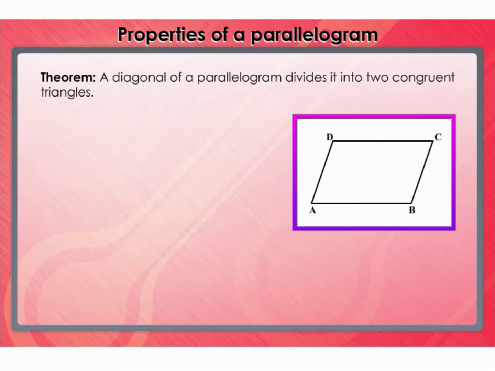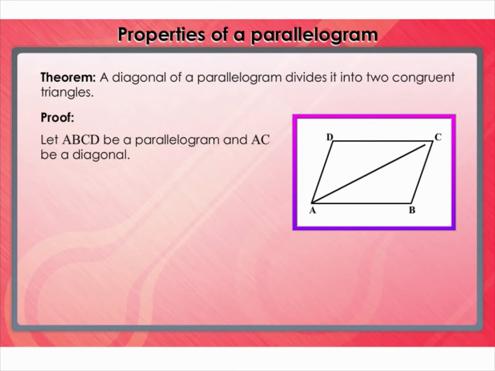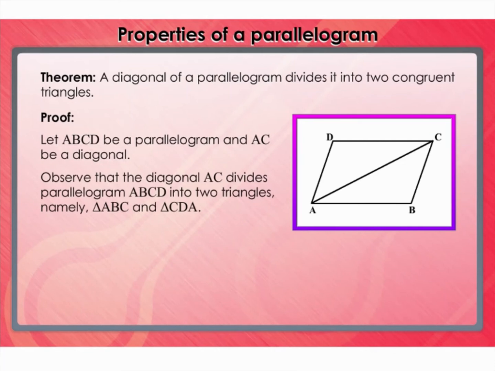A diagonal of a parallelogram divides it into two congruent triangles. Let ABCD be a parallelogram and AC be a diagonal. Observe that the diagonal AC divides parallelogram ABCD into two triangles, namely triangle ABC and triangle CDA. We'll prove here that triangle ABC is congruent to triangle CDA.